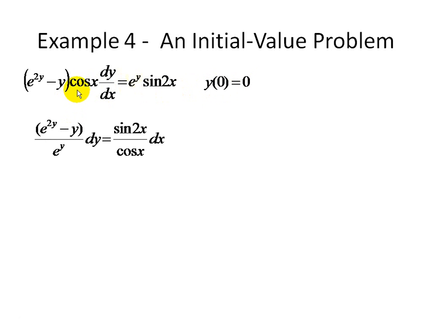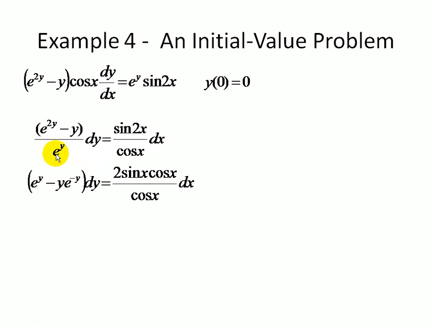Next, we divide cosine of x on both sides of this equation. So that leaves (e to the 2y minus y) divided by e to the y, dy, is equal to sine of 2x over cosine of x, dx. Again, we're using the method of separable variables, where we isolate on one side a single variable, in this case y, and on the other side the other single variable, in this case x. Now we can simplify.